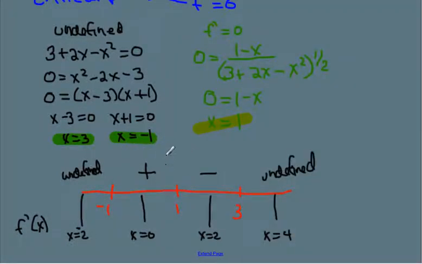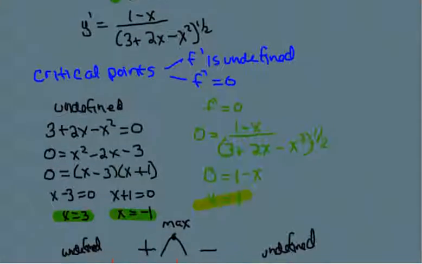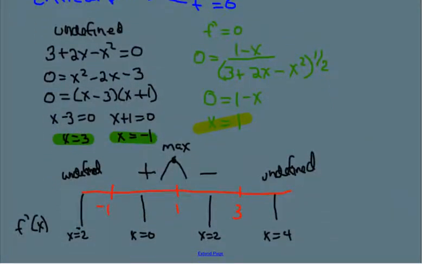Now if we draw a little sketch here, I'm going to have a max, and then I'm going to have a min. So that's going to give me a max right here. Now we've got to figure out what's going on. Why is it undefined over here? We found a max, and now we want to know what's going on after we're there.